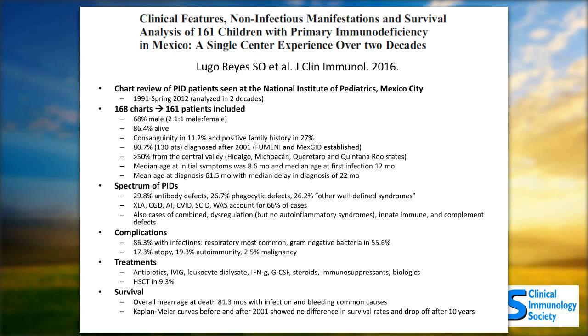68%, so the majority, were male, a 2 to 1 predominance of male versus female. And at the time of the analysis, about 86% were alive. They noted there's definitely some consanguinity in some of their patients, as well as positive family history in about a quarter of their patients. Interestingly, or not so interestingly, about 80% of their patients were diagnosed after 2001.